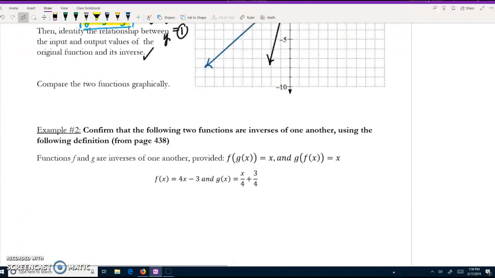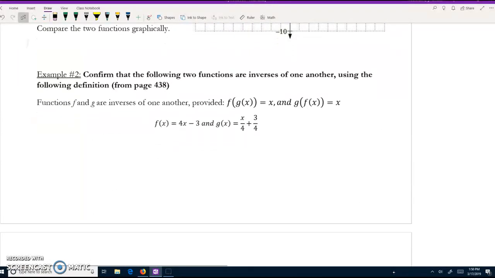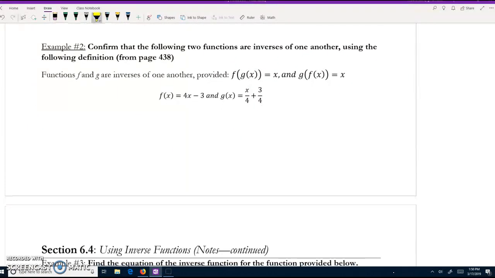So there's one more formal piece of algebraic work that we want to know about how inverse functions relate to one another, and we're going to dive into that in this example number 2. So we're going to talk about a new set of inverse functions. This example asks us to confirm that the following two functions are inverses of one another using a specific definition. So on page 438 in your textbook, you have the formal key concept piece in the blue box of what inverse functions mean to one another.